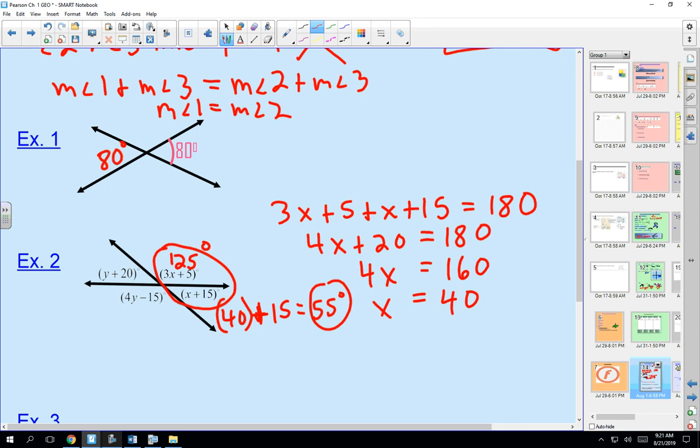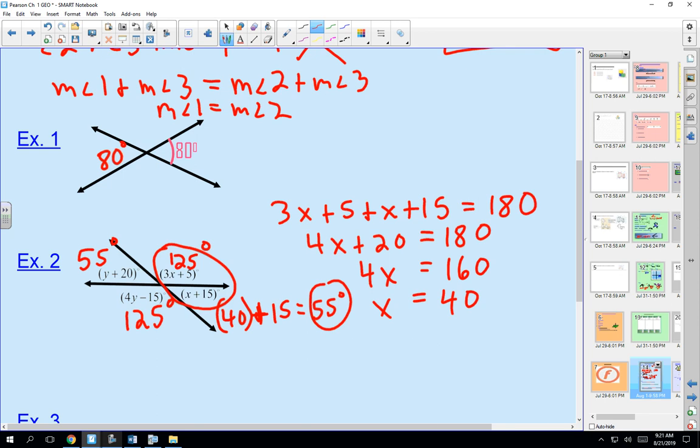And now I can use the fact that vertical angles are congruent to get an expression or an equation right here. If that's 125, this down here is also 125 degrees. And if this over here is 55, so is this. It's also 55 degrees. So now I know all four angles all the way around because of vertical angles and linear pair. Now, they're also going to ask me to find y.